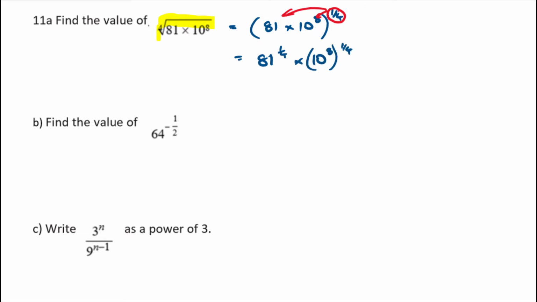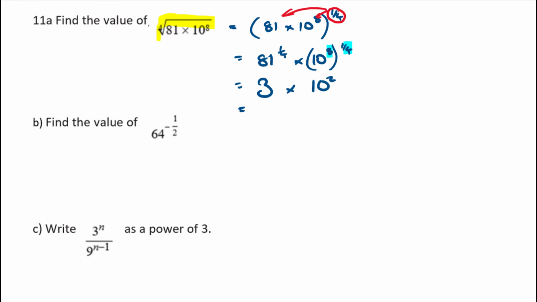Right, now 81 to a quarter, what's the fourth root of 81? I happen to know that one because it's quite a common one. If you think about 3 times 3 is 9, times 3 is 27, times 3 is 81. So 81 to the power of 1 quarter is 3. And then times 10 to the 8 times a quarter. When you've got an index and you raise it to an index, you just multiply those together, don't you? So what's 8 times a quarter? Well, it's the same thing as 8 divided by 4. That is 2, isn't it? So that's 10 to the power of 2.